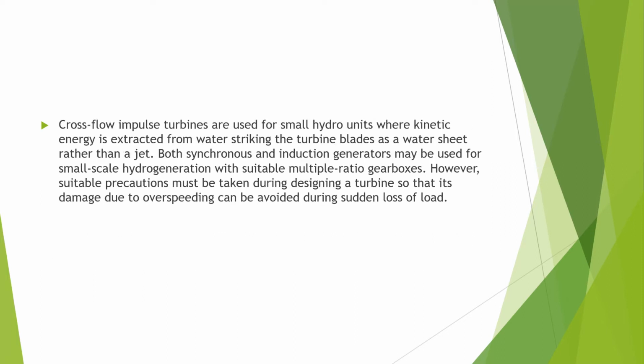Cross-flow impulse turbines are also employed for small hydro units, where kinetic energy is extracted from water striking the turbine blades as a water sheet rather than a jet. With suitable multiple ratio gearboxes, both induction and synchronous generators can be used for small-scale hydropower generation. Although, appropriate precautions must be taken while designing the turbine to avoid damage that may occur due to overspeeding during sudden loss of flow.